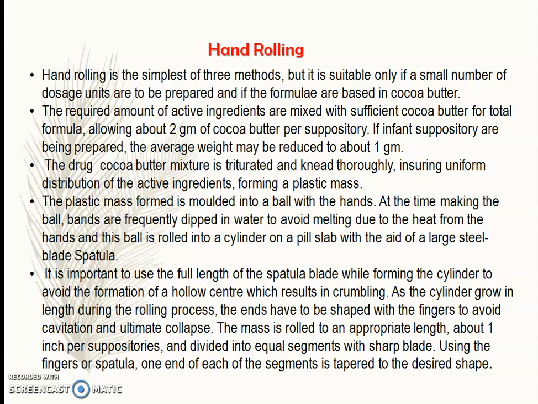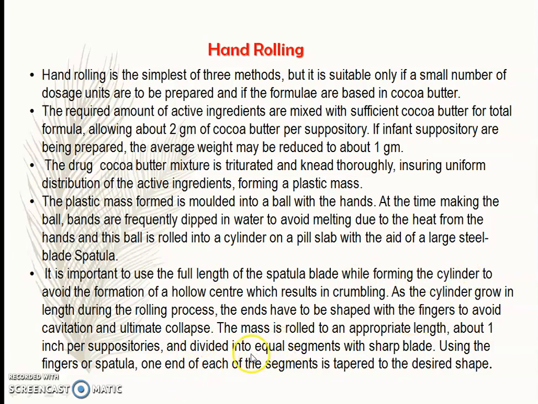The drug and cocoa butter mixture is triturated and kneaded thoroughly, ensuring uniform distribution of active ingredient, forming a plastic mass. Then this plastic mass is molded into a ball with the hand. Hands are frequently dipped in water to avoid melting due to the heat from the hand, and this ball is rolled into a cylinder on a pill slab with the aid of a large steel blade spatula. It is important to use the full length of the spatula blade while forming the cylinder to avoid the formation of a hollow center, which results in crumbling.